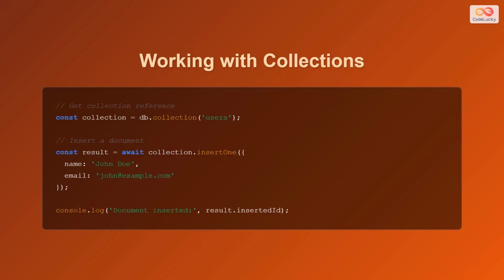Now that we're connected, let's work with collections. First, we get a reference to the users collection. This collection will store user data. To insert a new document into the collection, we use the insertOne method. We provide a document containing user information, such as name and email. The inserted ID is then logged to the console.